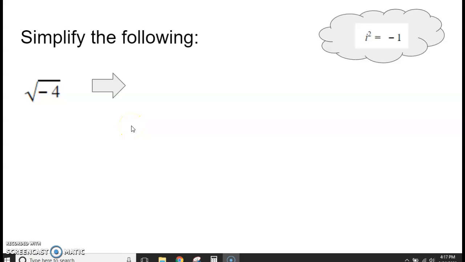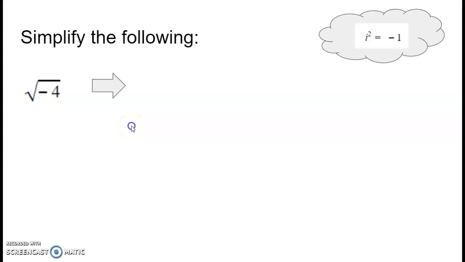Okay, let's simplify this one, the square root of negative 4. The square root of negative 4 can be written as the square root of 4 times negative 1, right? There's still a negative 4 underneath here. We just rewrote it a little differently.